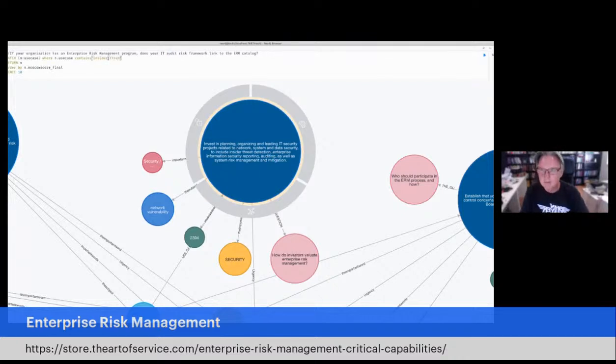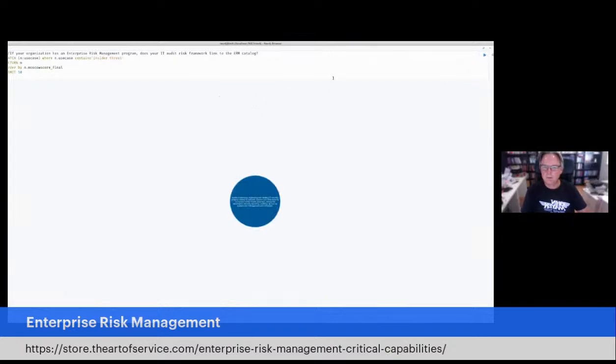Insider threat. Yeah, helps if you spell it right. There. So insider threat. I'm going to look for insider threat now. Yeah, that's the only one that came up. Insider threat, by the way, is a topic that has its own critical capability. Yeah, that's the only one.